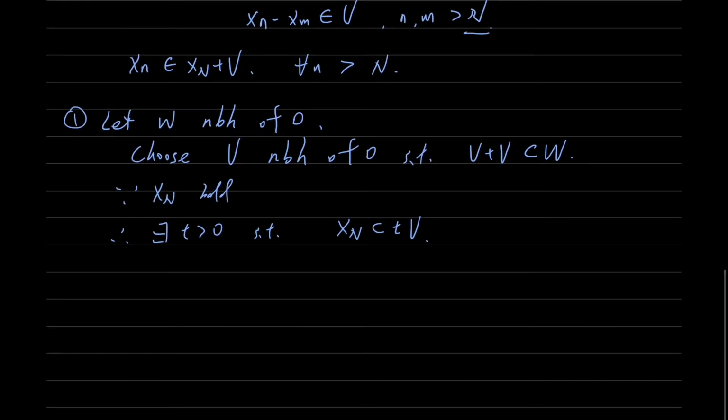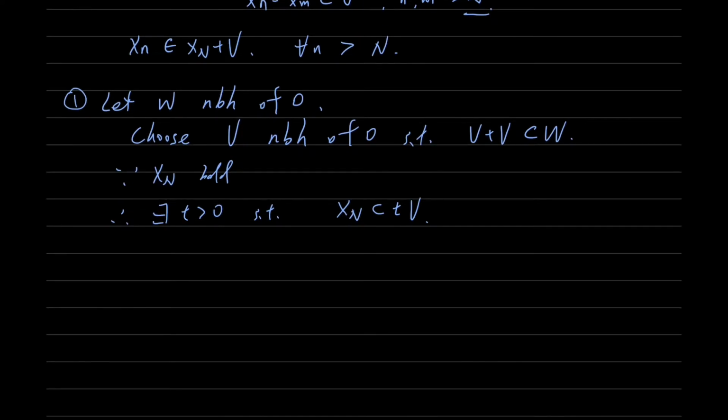So after we do this, what we do is we just estimate these. So x_n lies inside the neighborhood x_N plus V, which is inside tV plus V. And if we choose t to be larger than 1, this will also be inside tV plus tV.